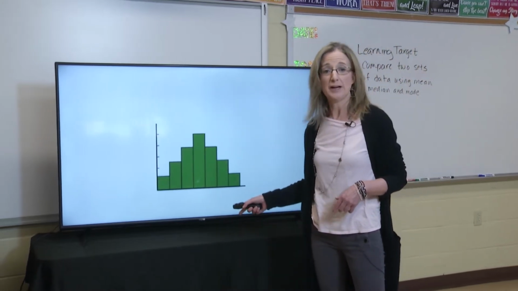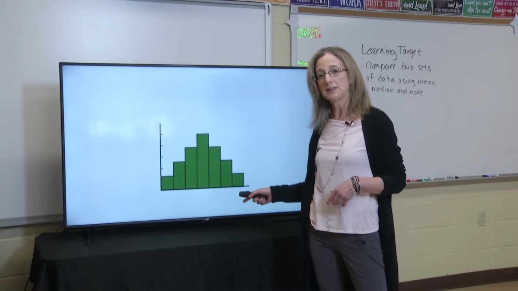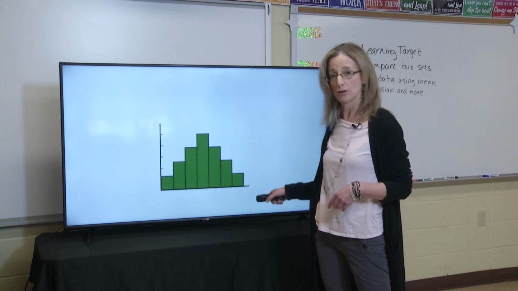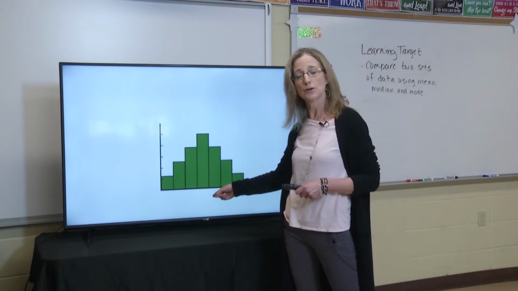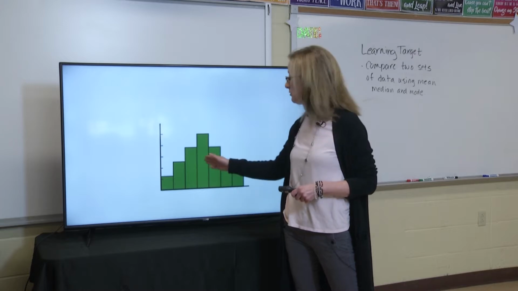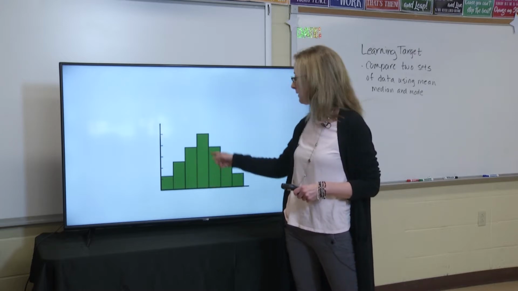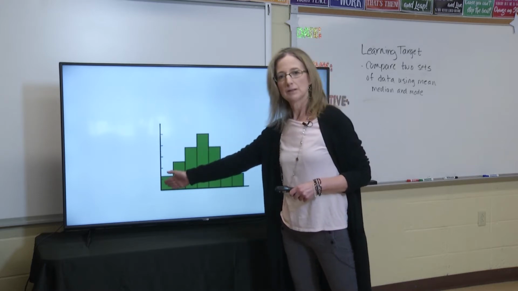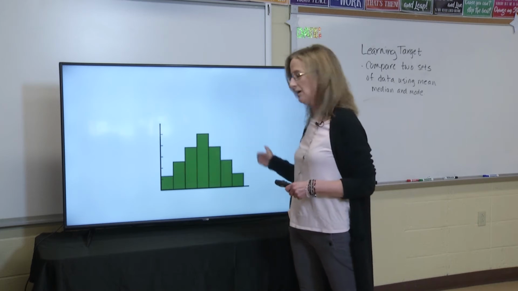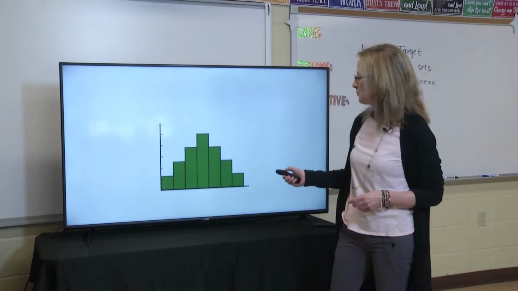This is a histogram. When we look at this first graph, the one thing that we can tell is that it is symmetrical. If you draw a line down the center of this graph, what do you see? You see that all of the data is distributed evenly. Everything on this side, it's all equal. Let's look at this next one.